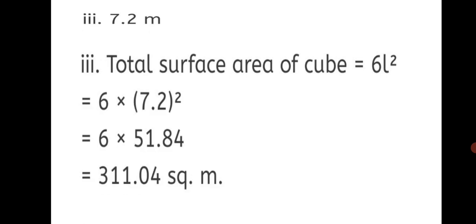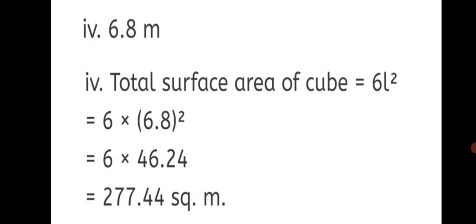Question 3. 7.2 meter is the side given for the cube. So total surface area of a cube is equal to 6L square is our formula. Substitute the length of the cube, that is the side, which is given, 7.2. 6 into 7.2 square is equal to 6 into 7.2 into 7.2. You have to do the rough work, 51.84. 51.84 into 6 gives you 311.04 square meter. So 311.04 square meter is your answer for third sub question.